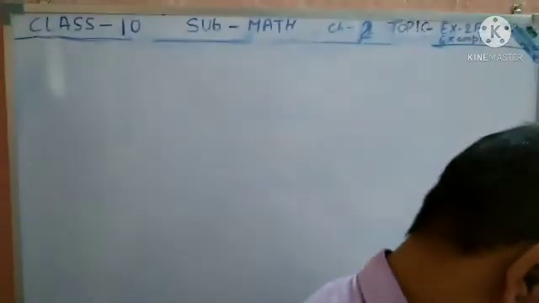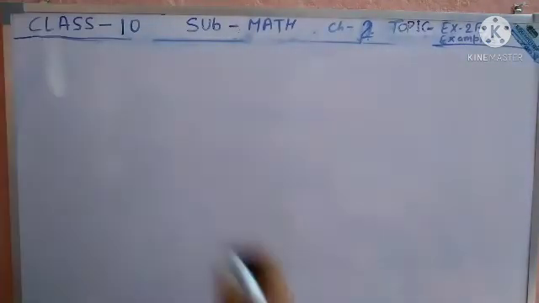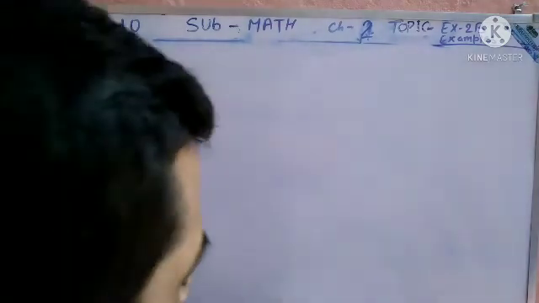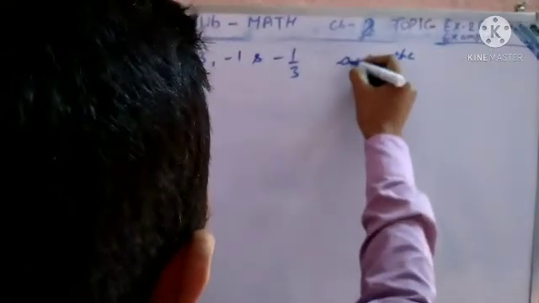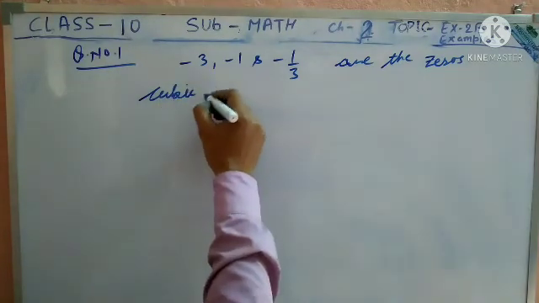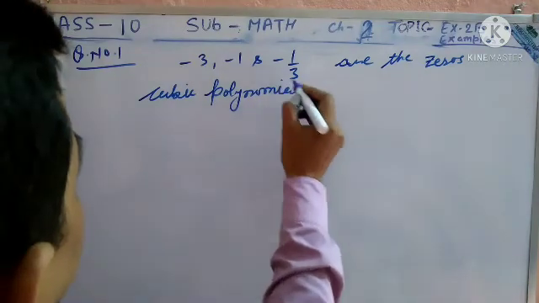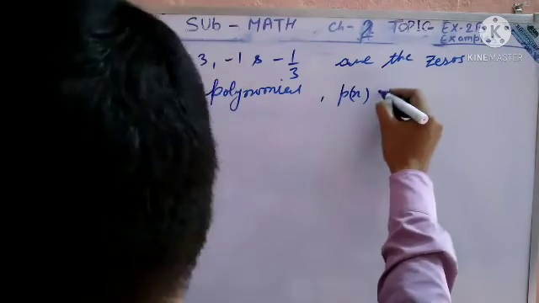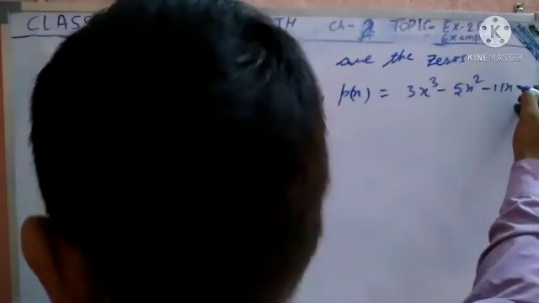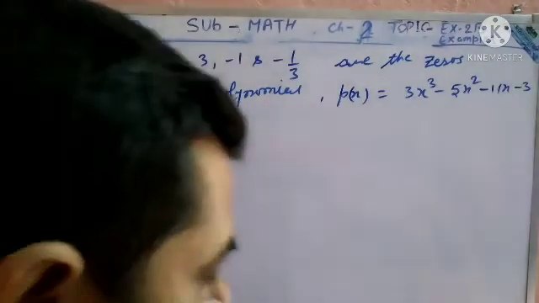Now question number first. Given, verify that minus 3, minus 1 and minus 1 by 3 are the zeros of the cubic polynomial p of x is equal to 3x cube minus 5x square minus 11x minus 3. Verify the relation between the zeros and coefficients.